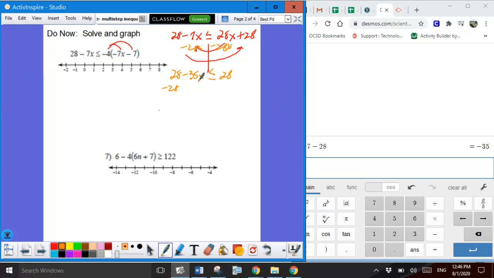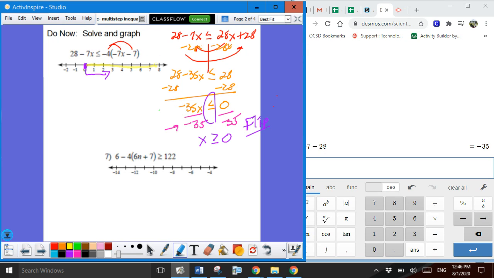Okay, now I'm going to subtract my 28. I have negative 35x less than or equal to 0. Okay, so I'm dividing by a negative 35. That's negative. So what has to happen? You're right, that needs to flip. So x, flip it, is greater than or equal to 0. So we flipped that sign because we divided by a negative. So here's 0. It's an open circle to the right. And remember, my solutions would be everything bigger than 0.